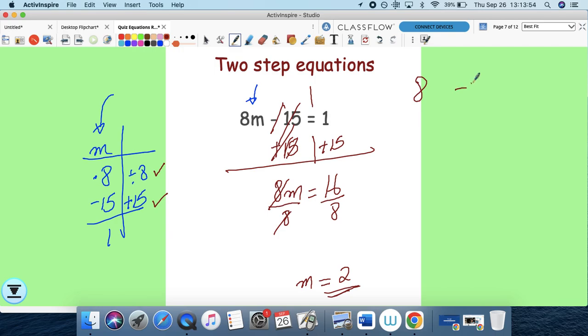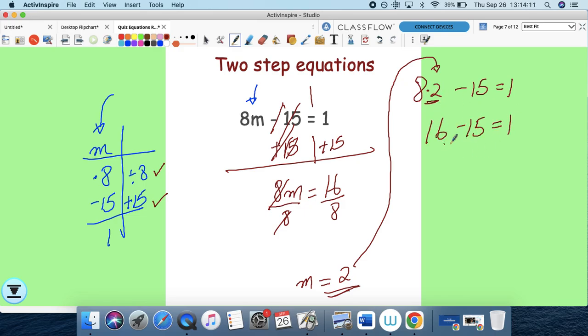So here's my original equation. And instead of the m, which goes right here, I'm going to write 2. That's the solution, the value I found. And that's the value that makes this equation supposedly true. 8 times 2 is 16. Minus 15 equals 1. 16 minus 15 is 1. And notice that the left side is exactly equal to the right side. So our solution of 2 makes this equation true. So yeah, that's your basic two-step equation.